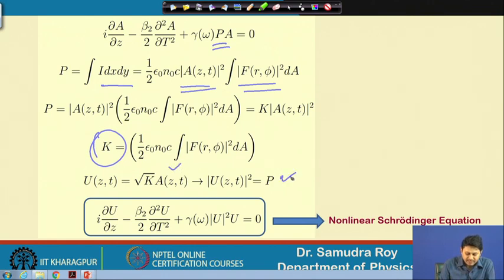So, if I make a rescaling of this equation, then I will end up with a shape which is the well known nonlinear Schrodinger equation. So, this is the equation which is the nonlinear Schrodinger equation.